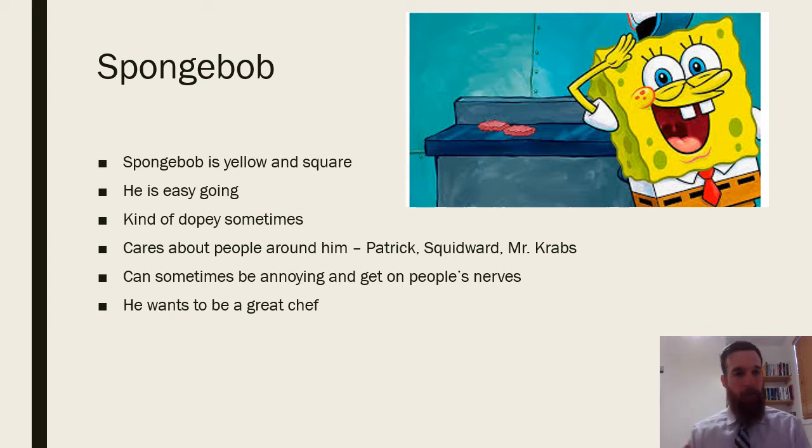Some of you may have heard of SpongeBob. SpongeBob is yellow and square. He's easygoing. He's kind of dopey sometimes. He cares about people around him, Patrick, Squidward, Mr. Krabs, but he can sometimes be annoying and get on people's nerves. So when I said that he cares about Squidward, some of you might have said they don't get along that well all the time. And that's because SpongeBob can be kind of annoying sometimes, and he also wants to be a great chef.